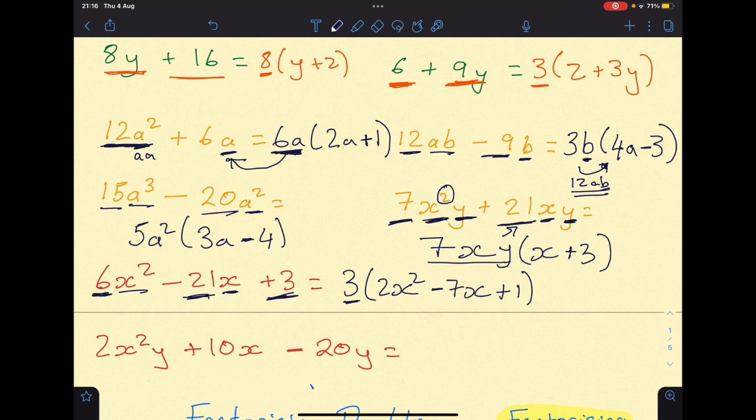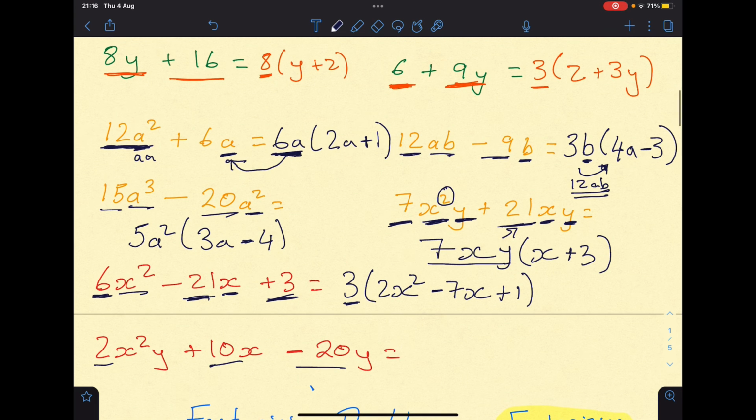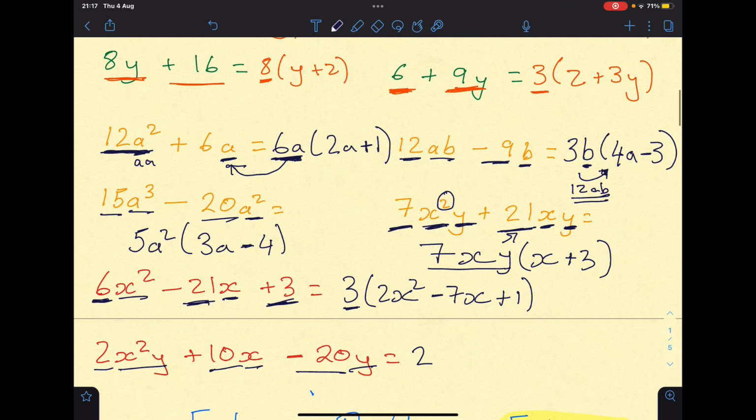Deal with the numbers first. 2, 10 and minus 20. What's the highest number I can divide all 3 terms by? That would be positive 2. Now let's deal with the letters. So I've got x's and y's in this one. I've just got x's in this and y's in this. There's no letter that's common in all 3, so I can't take any letter out.